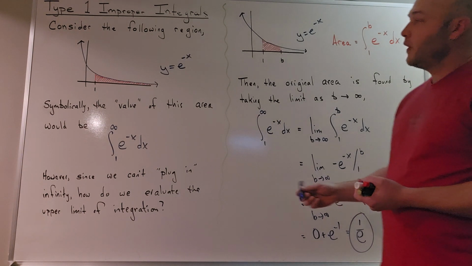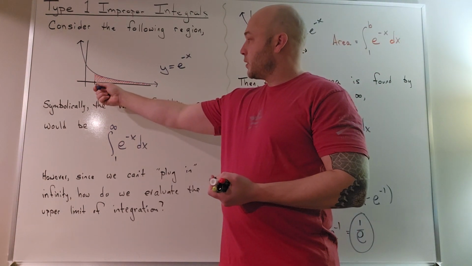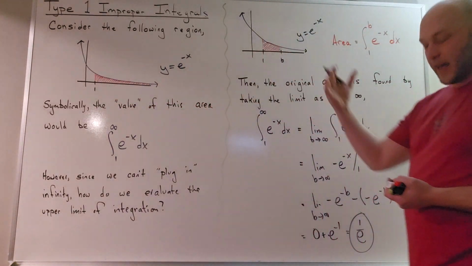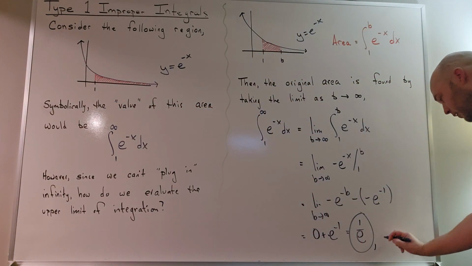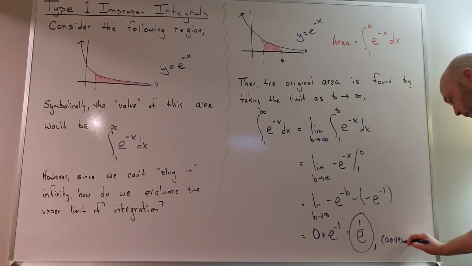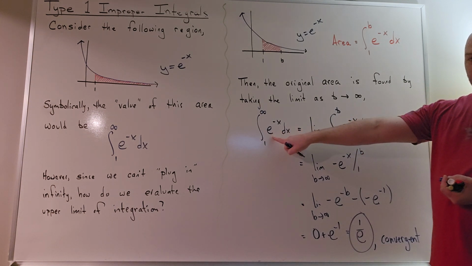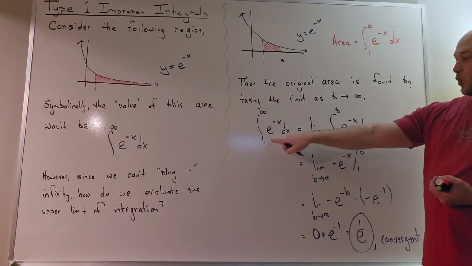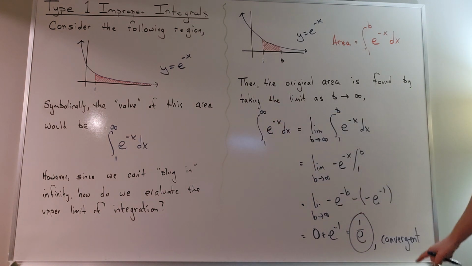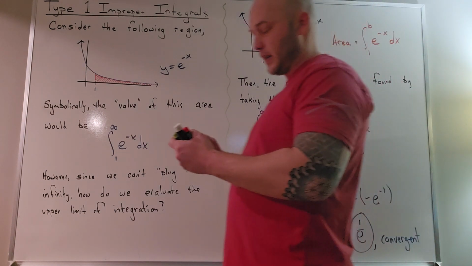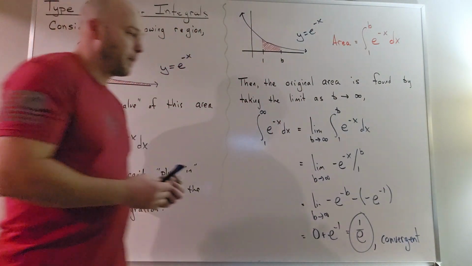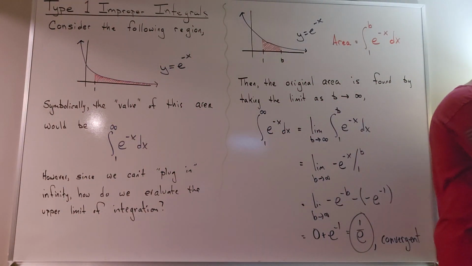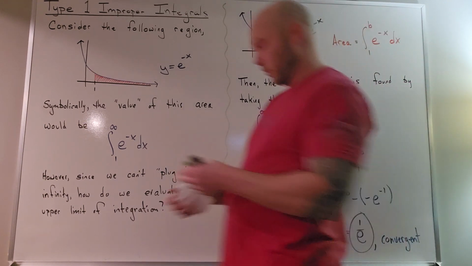In this case, when we have an integral where it's infinitely long and it actually has a value, we refer to this as saying it is convergent. In other words, this, which is called a type 1 improper integral because one of the limits of integration is infinite, has a finite value. If it's a finite value, then we say it's convergent. On the other hand, if it did not have a finite value, we would say that it's divergent. Let's compute another couple of examples of type 1 improper integrals.